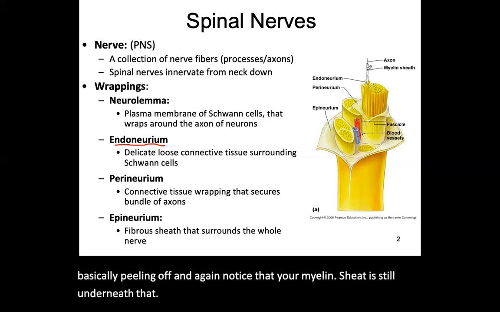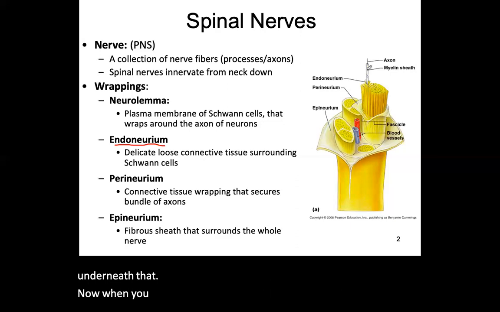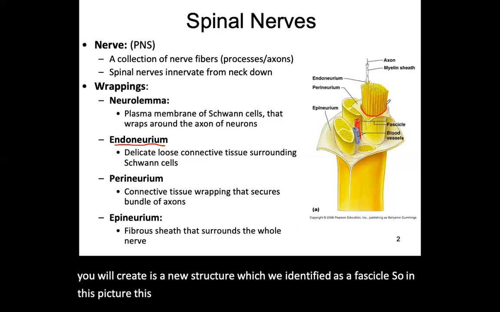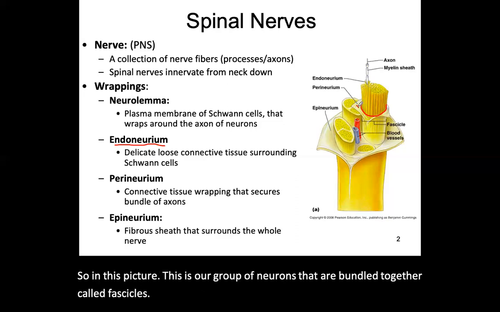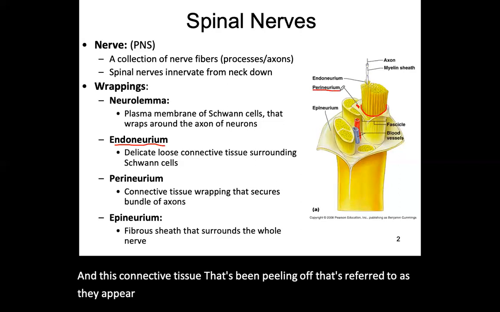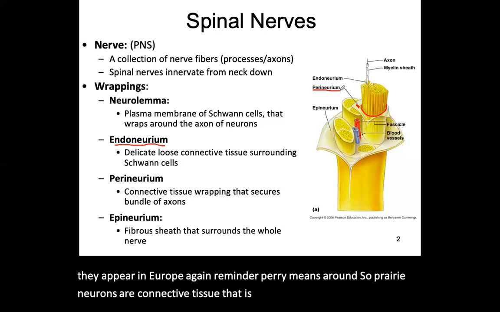Now, when you bundle a group of your neurons or nerve cells, you create a new structure which we identified as a fascicle. So in this picture, this is our group of neurons that are bundled together, called fascicles. And this connective tissue that's been peeled off is referred to as the perineurium. Again, reminder, peri means around, so perineurium is a connective tissue that is securing a bundle of individual neurons.